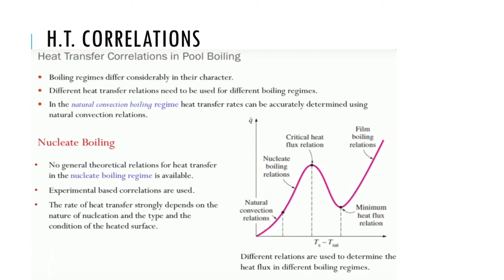Now, when we come to nucleate boiling, no general theoretical relations for the heat transfer in the nucleate boiling regime are available. Experimental based correlations are used. The rate of heat transfer strongly depends on the nature of nucleation and the type and the condition of the heated surface. As we see in the graph, there are natural convection relations in the natural convection boiling, and in nucleate boiling we just have experimental correlations. This graph is used to show different relations are used to determine the heat flux in different boiling regimes.